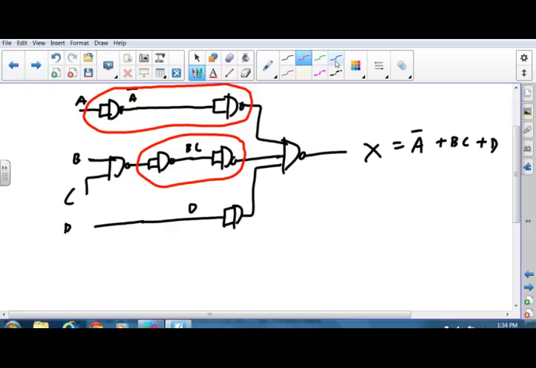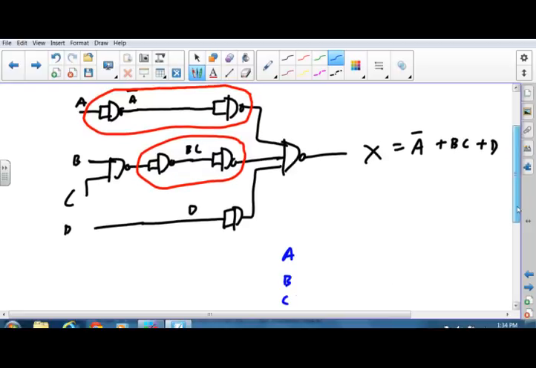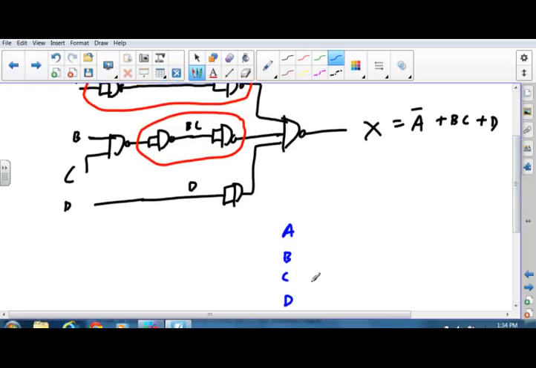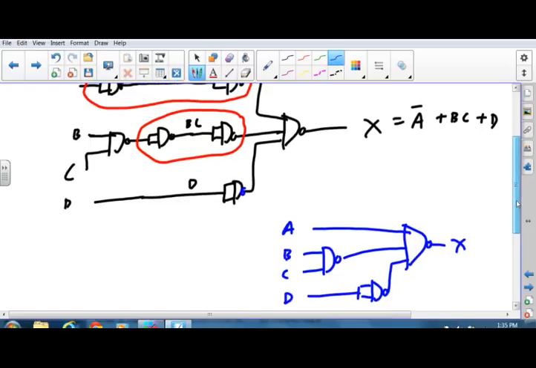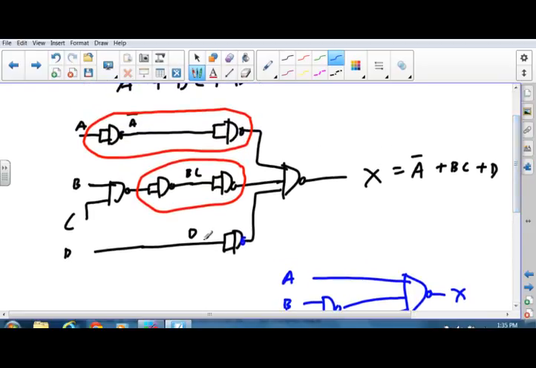I could rewrite this thing A, B, C, D, and I could go B, C, and go like that, and I could go over here like that. This is inverted, and then I could come into there and do that, and this is the same X. That's the same as what I have up there.